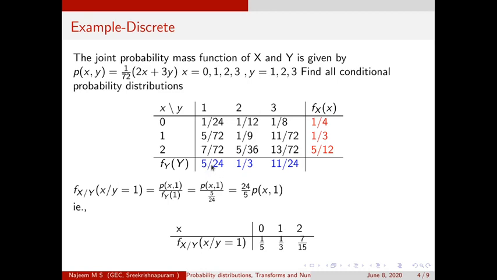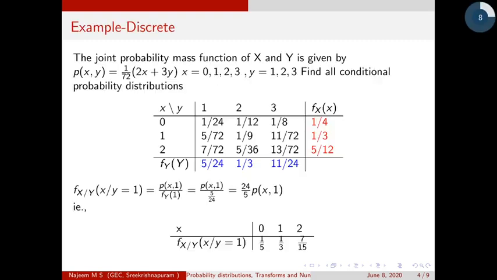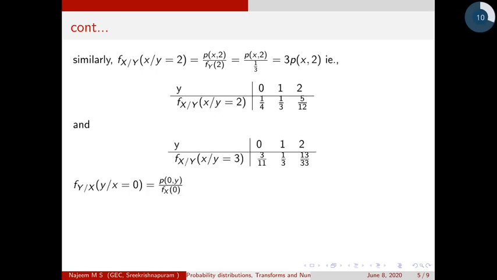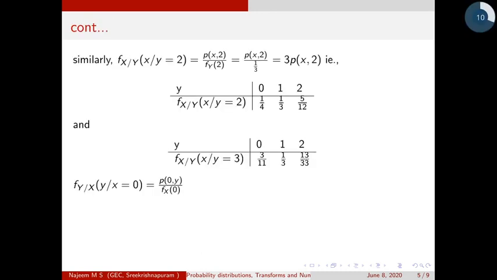Similarly for the third one, 7/72 divided by 5/24 equals 7/15. Similarly, f of x given y when y = 2 is the second column divided by the corresponding marginal. Second column: 1/12 divided by 1/3 equals 1/4. Likewise, each entry in the second column should be divided by the corresponding marginal: 1/12, 1/9, and 5/36, each divided by 1/3. You will get 1/4, 1/3, and 5/12.